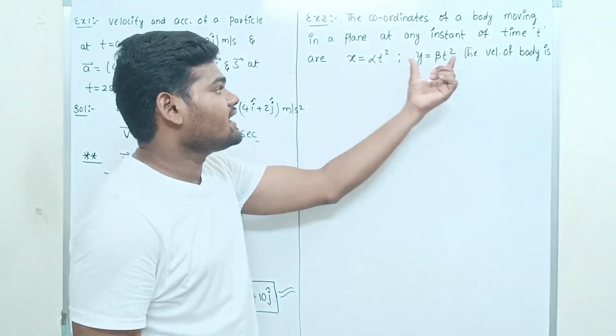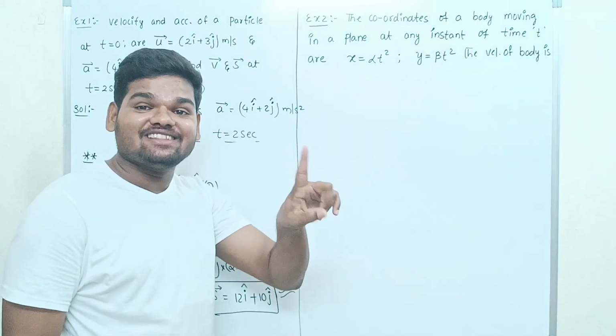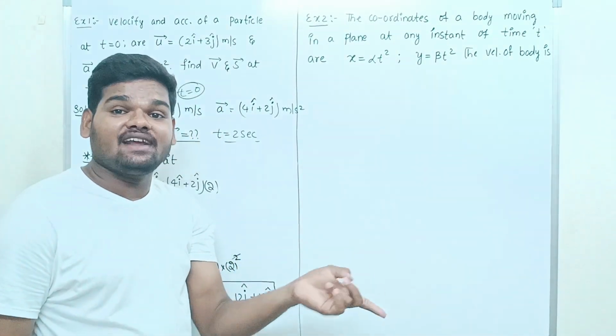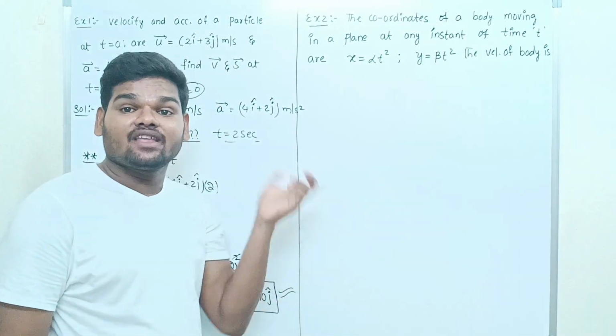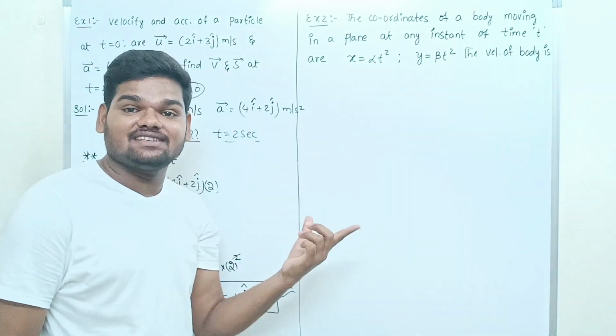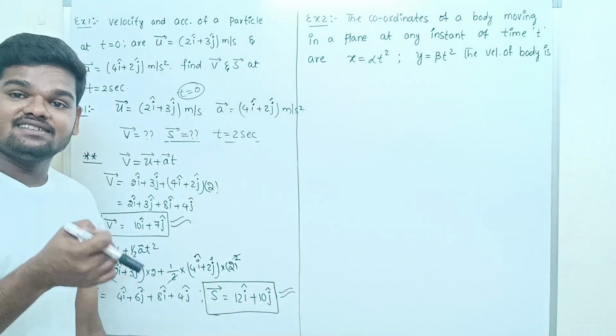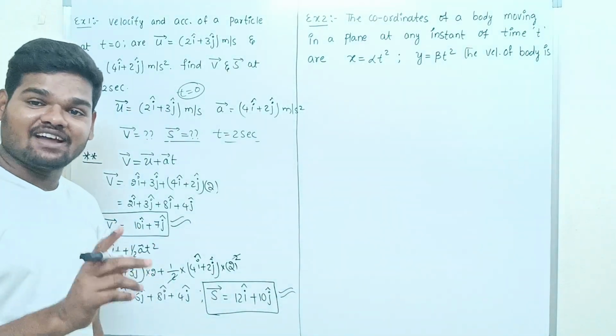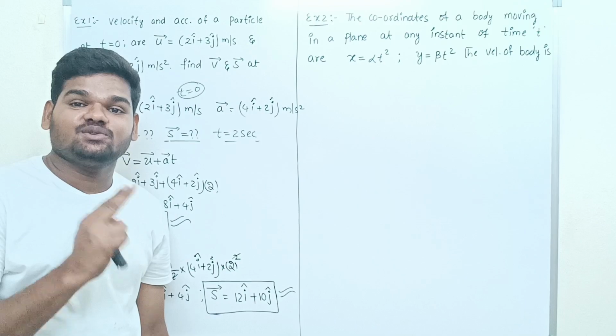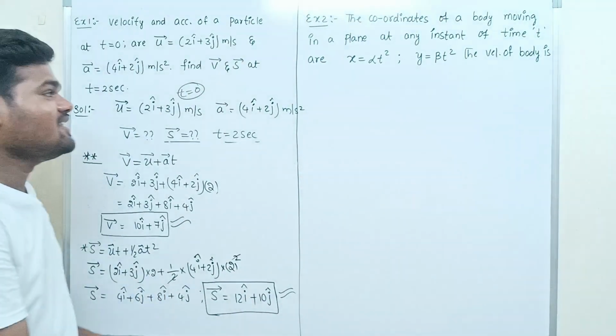They are given the x coordinate and y coordinate. So we have to find the velocity along the x coordinate and y coordinate. After that, we have to write the equation for the velocity vector in the two-dimensional coordinate system. That is the answer. Just pause the video and try the solution. 3, 2, 1, go. Have a look.